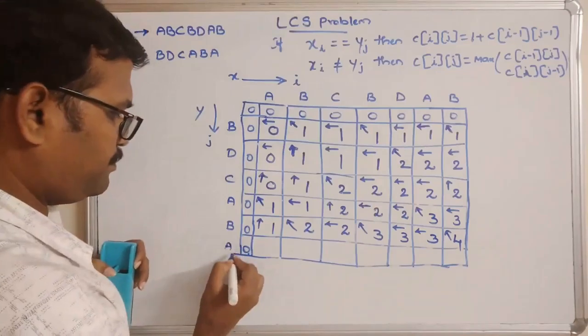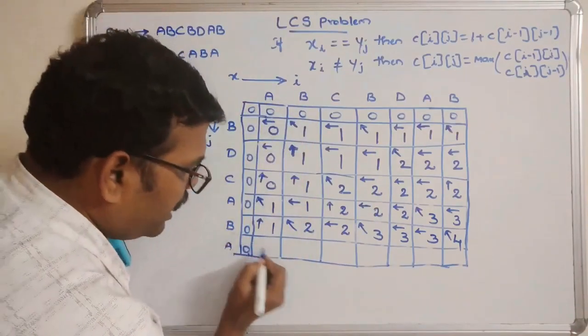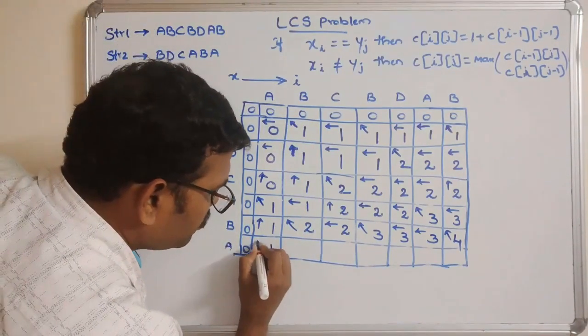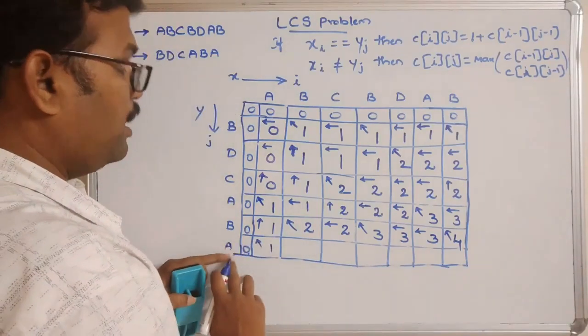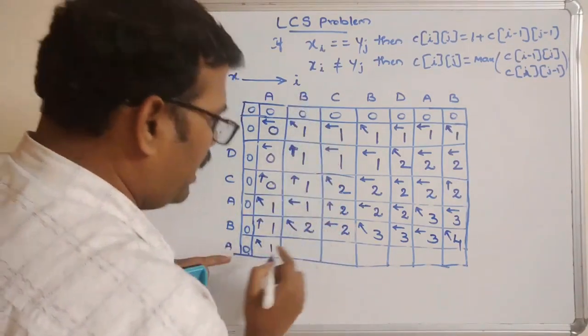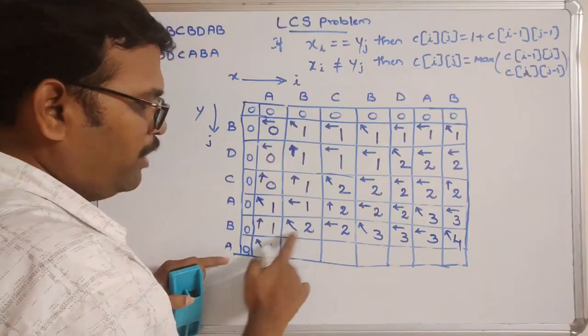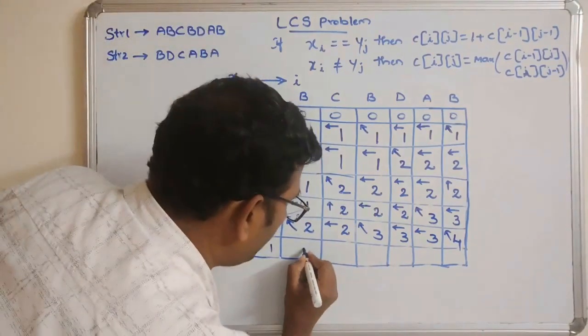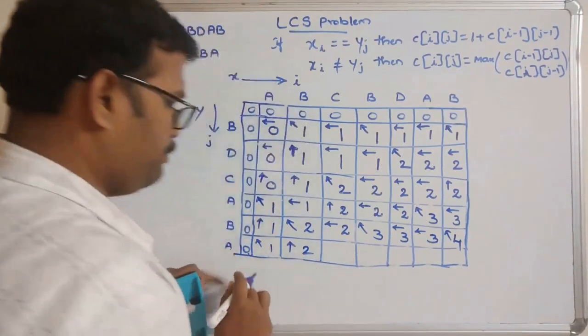Next, A and A both are equal. Diagonally 0, it becomes 1. So from here we got 1. Next, A and B both are unequal. So among 1 and 2 we need to take the maximum. So 2 is the maximum. I am considering 2 with this particular element.